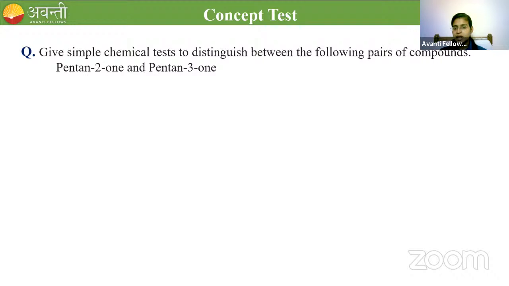Pentan-2-one and pentan-3-one are the compounds. Let me give you the structure. Pent means 5: CH3, C double bond O, CH2, CH2, CH3. This is pentan-2-one, and this is pentan-3-one.